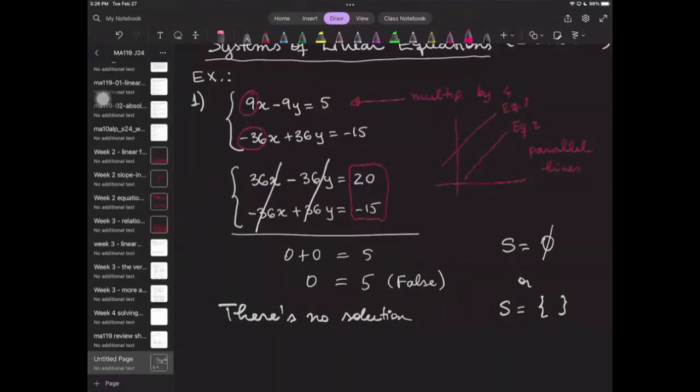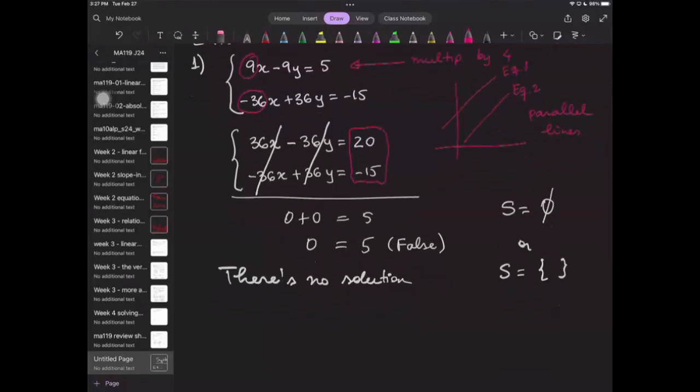My other example that I would like to cover now, number 2. I have two equations again. The equations are 2x minus 6y equals 6, and negative 12y equals 12 minus 4x.